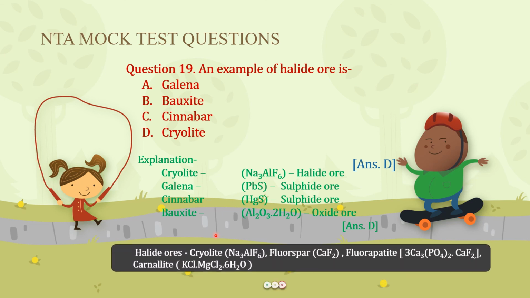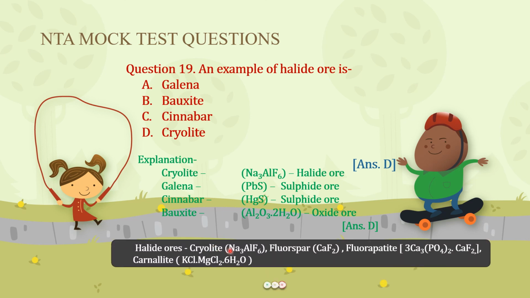Now I'm going to give you a list of the halide ores that we have to study. First of all, we have cryolite, Na3AlF6. Then we have fluorspar, which is calcium fluoride. Then we have fluorapatite, that is 3 calcium phosphate dot calcium fluoride. So 3 moles of calcium phosphate and 1 mole of calcium fluoride. This is called fluorapatite. And then we have carnallite, which is KCl·MgCl2·6H2O. So these are the halide ores that you should remember.